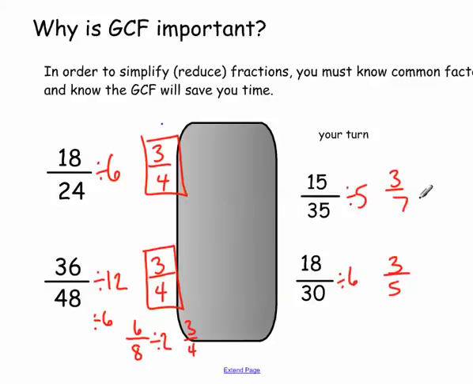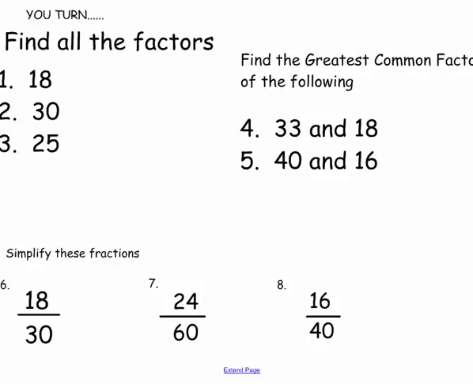All right, check your answers. Hope you got the right answers here. Again, 18/30, if by chance you didn't know that 6 was the greatest common factor and you divided by 2 to start with, you would have had to divide again to end up with 3/5. Remember, knowing that greatest common factor is really going to save you time. Okay? All right, now it's your turn.